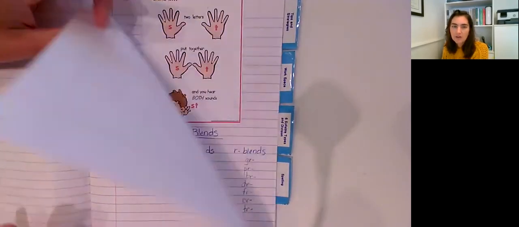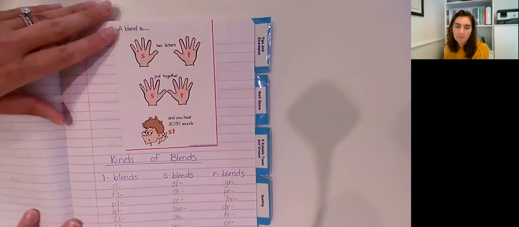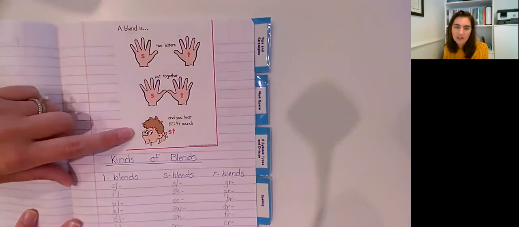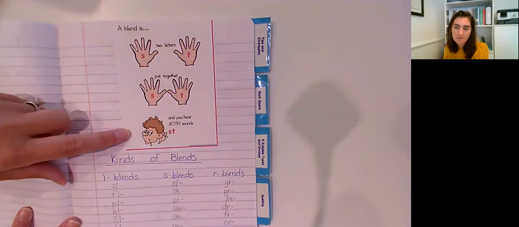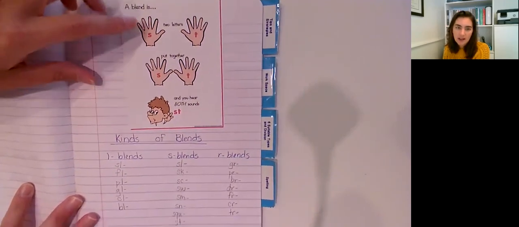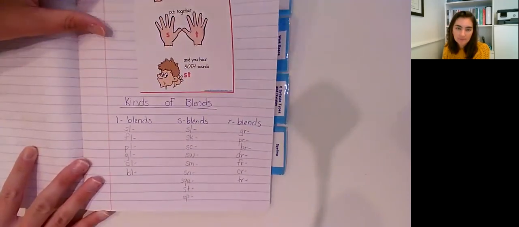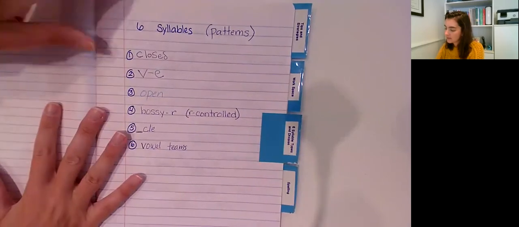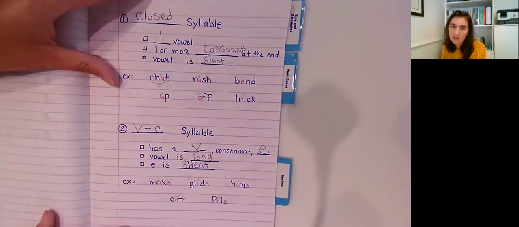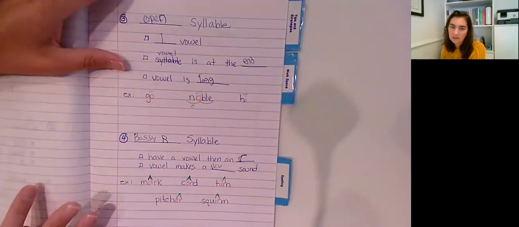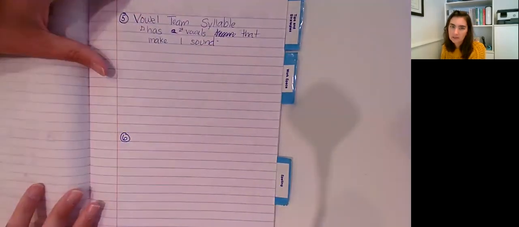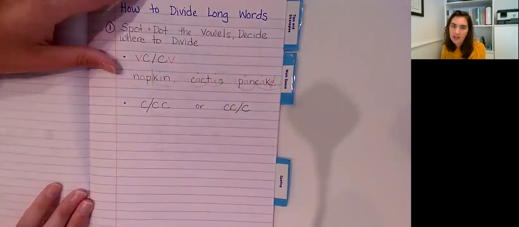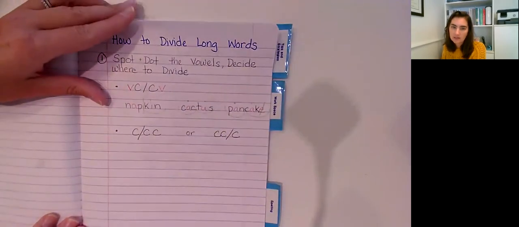Okay, a little bit of digraphs, blends. Sometimes I find these little visuals online that I glue in, but not always. Vowel teams. Okay, where did we leave off here? Okay, six syllable types. Pretty similar looking. How to divide long words.